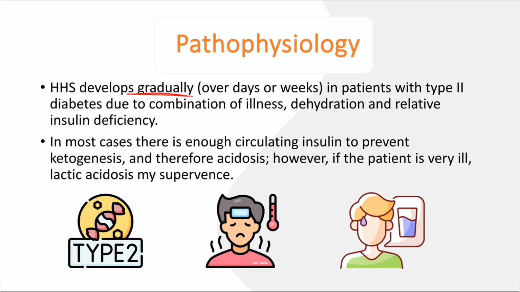HHS develops gradually over days or weeks, usually in type 2 diabetic patients, due to a combination of illness, especially infections, leading to dehydration and relative insulin deficiency. There is relative insulin deficiency. In most cases, there is enough insulin to prevent production of ketones and therefore acidosis. However, the patients are very ill and lactic acidosis due to infection may supervene.